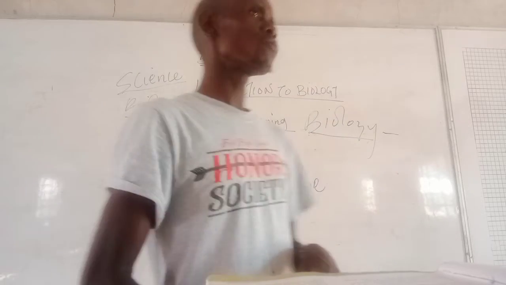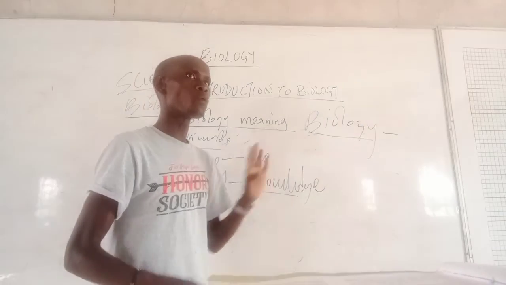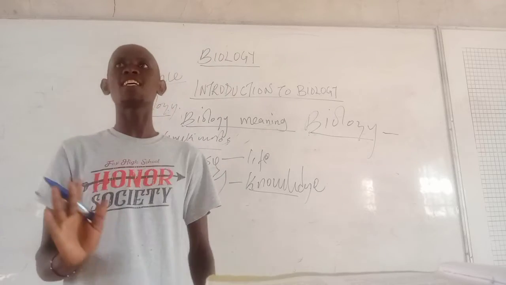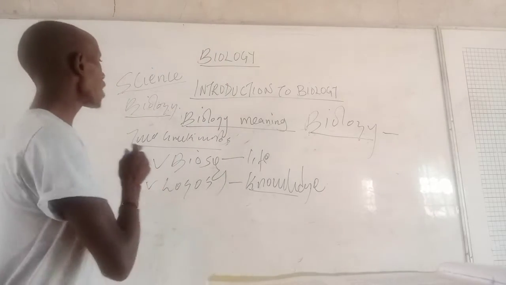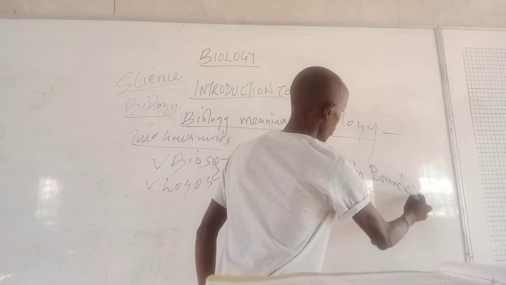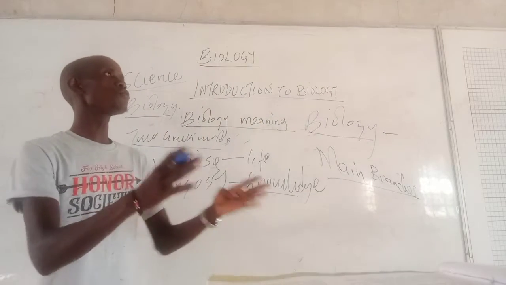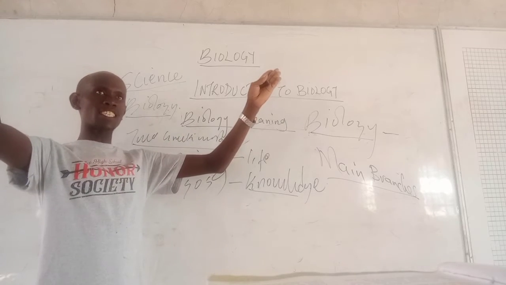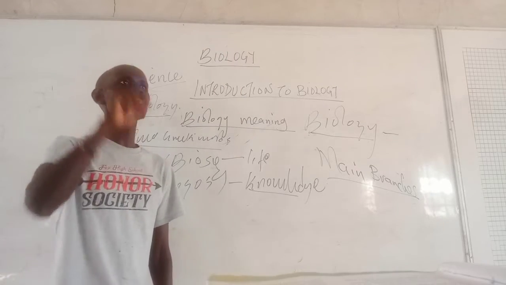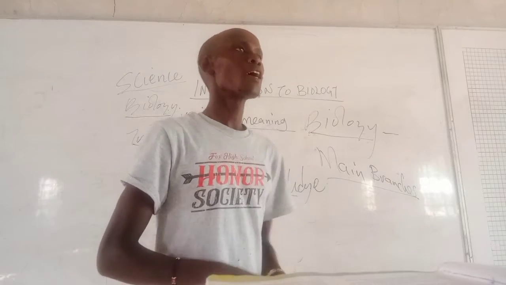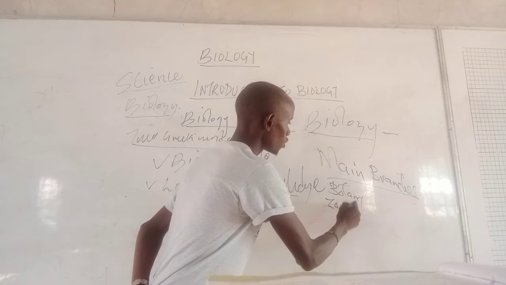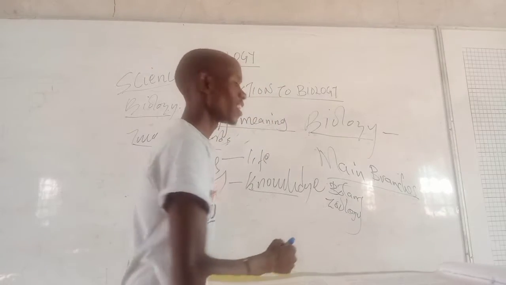Apart from that, remember we've looked at the terms and the definition. Now we have branches of biology, and these branches are grouped into main branches and minor branches. Even if you look at a tree, we have the main stem and we have branches, with some main branches and minor branches originating from the main branches. So what are these main branches of biology? We have botany. Then we have zoology.